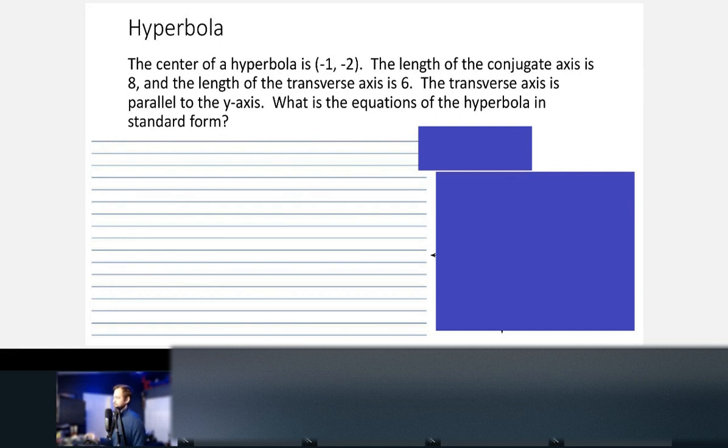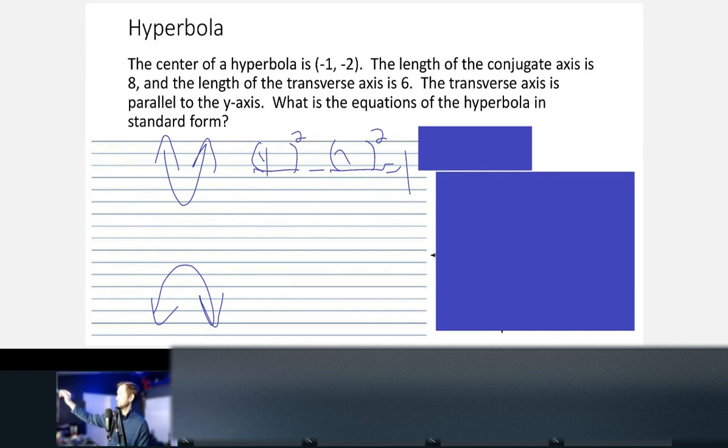It's vertical. And we know it's vertical because it tells us. It says the transverse axis is parallel to the y-axis. That is telling us it is vertical and not horizontal. We just do a little picture to kind of represent that. All right, so we have our hyperbola equation equals 1. Which stuff is first, the x stuff or the y stuff? Yeah, the y stuff, because it opens up and down. That's how we know that.